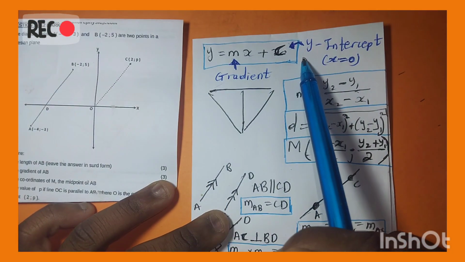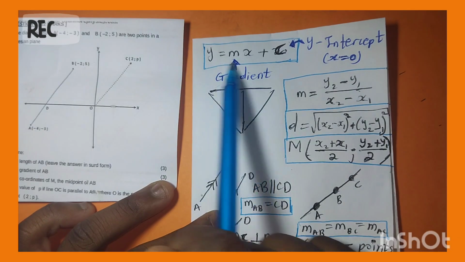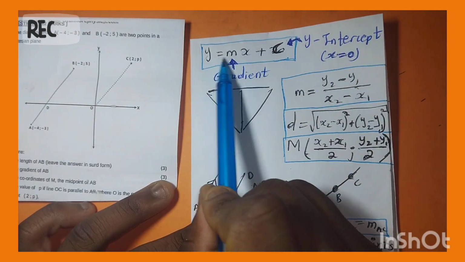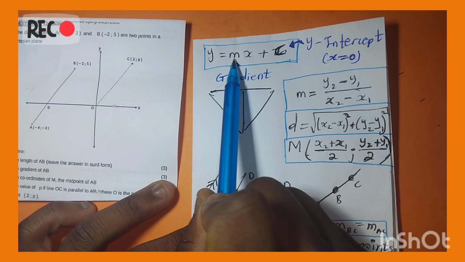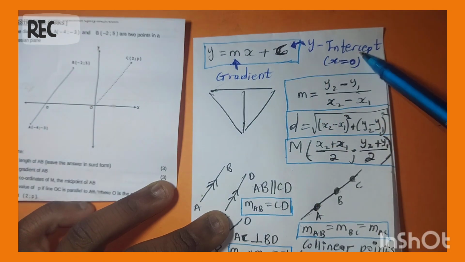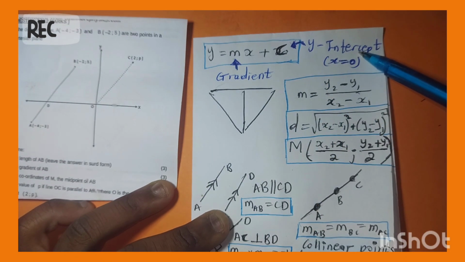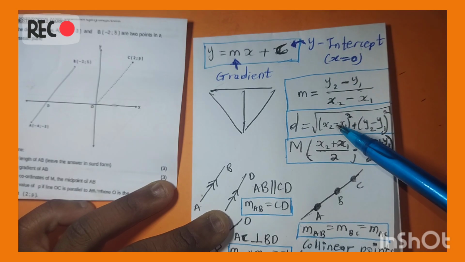This equation, guys, is the standard equation for a straight line. It must be in this form, whereby the coefficient here is what we call the gradient, and the term here is what we call the y-intercept. The y-intercept, guys, is the point where the graph cuts the y-axis.